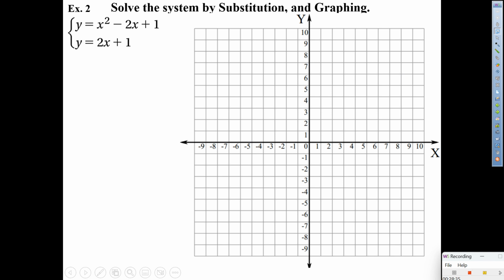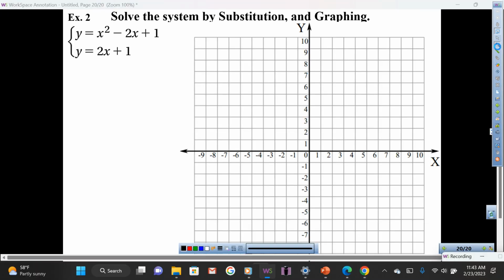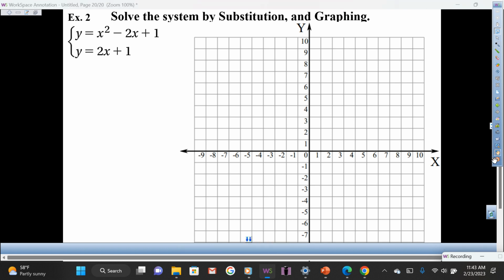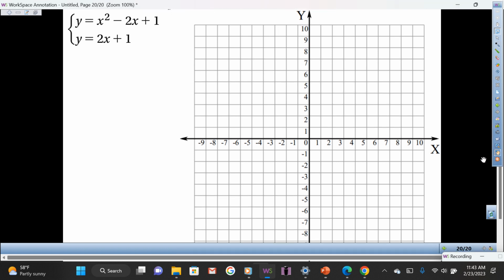Example number 2 says solve the system by substitution and graphing. Right now we're still focusing on graphing. They give us y = x^2 - 2x + 1 and y = 2x + 1. And if you guys notice, this is already solved for y in both equations. I'll give you some time to set up your coordinate plane. Make sure it's nice and scaled.